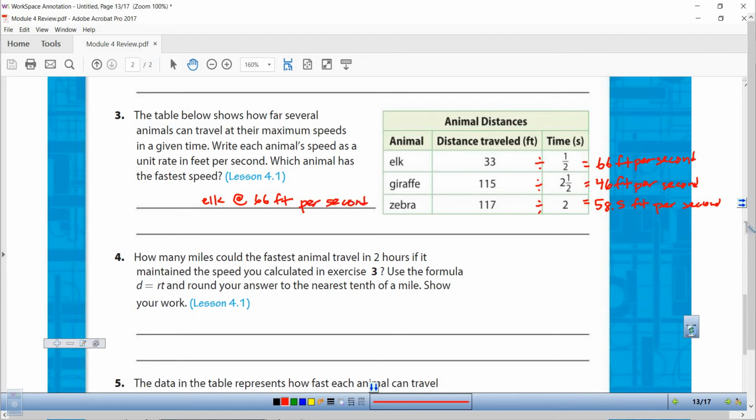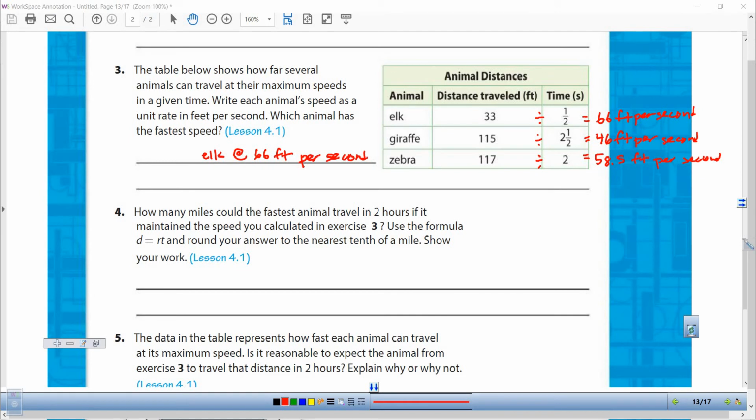All right. Okay. Next question. How many miles could the fastest animal travel in 2 hours if it maintained the speed? All right. So here again, we have a problem because once again, they're talking hours and we have the distance per second. So we have a couple options. We can change the rate to hours here to see how far it goes in hours, or we can change the hours to seconds. All right, but it wants to know how many miles in 2 hours.